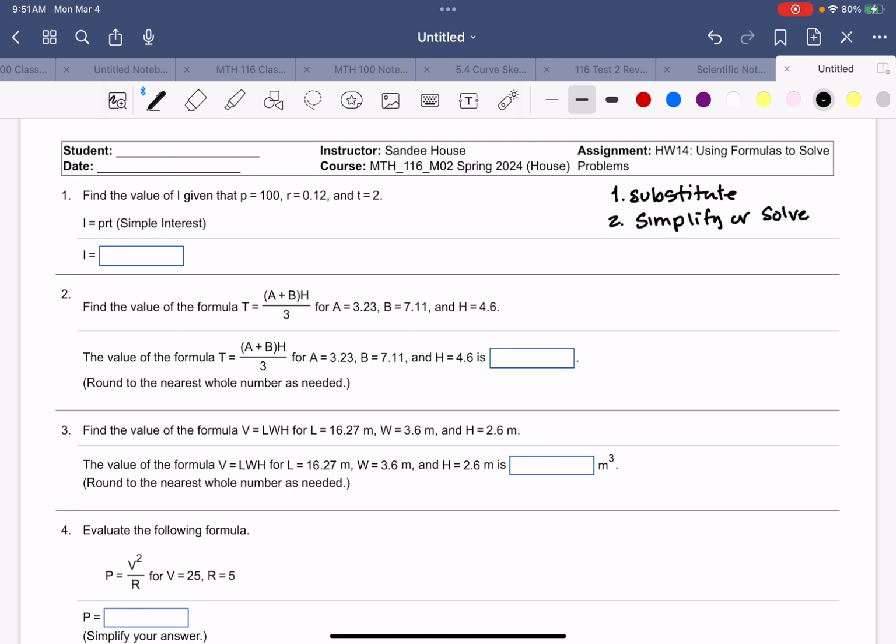Simplify means that we'll have, like this first one, where all we have to do to find I, which is equal to PRT, is to take our P 100 times our 0.12 R times our T, which is 2, multiply that together using our calculator, and we get 24. So all we did was simplify.